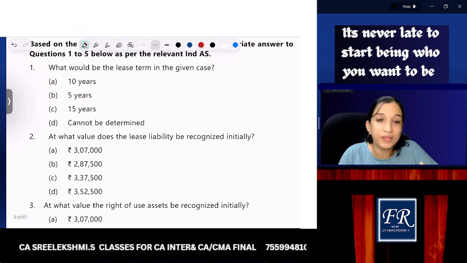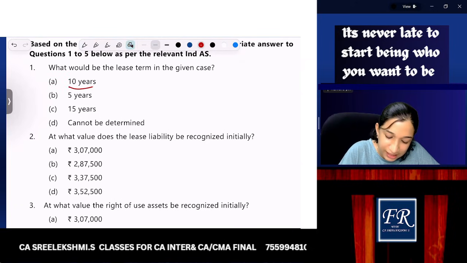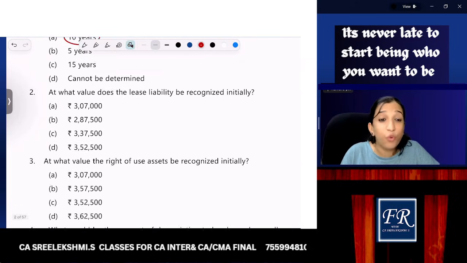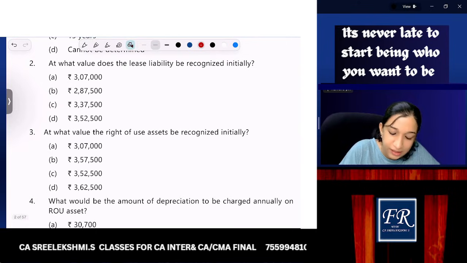What would be the lease term in the given case? That's so simple. What is the lease term? Option A, 10 years. At what value will the lease liability be recognized initially?